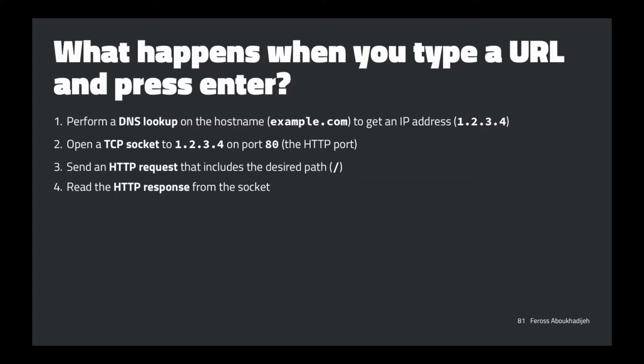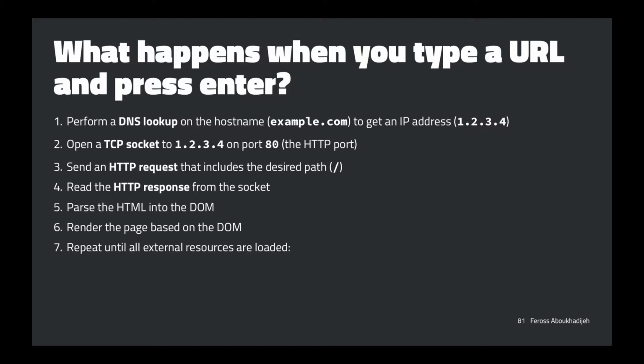We read the response, we parse the HTML to figure out what it contains, and we construct the DOM, which is the document object model, which is all the nodes that make up the page. And then we render the page based on this initial DOM. It might be missing some information, it might be missing some images, so there might be placeholders and things like that. But then we look at all the missing resources and we fire out a bunch of requests for those. And then we just keep repeating that.